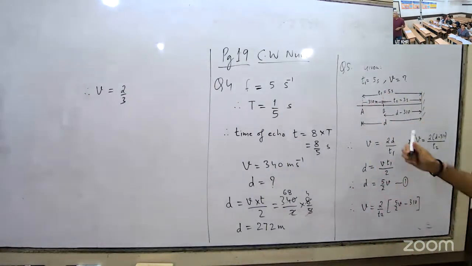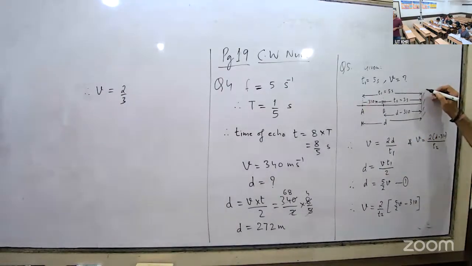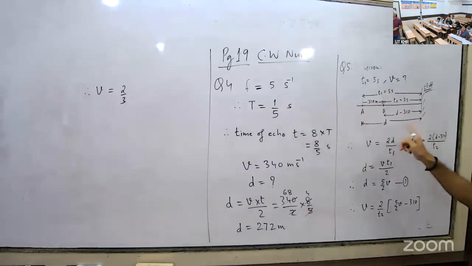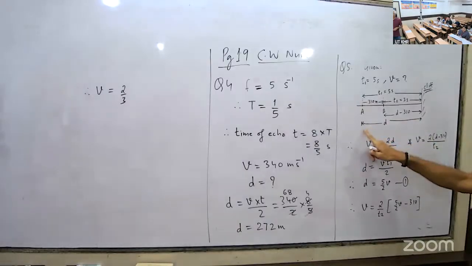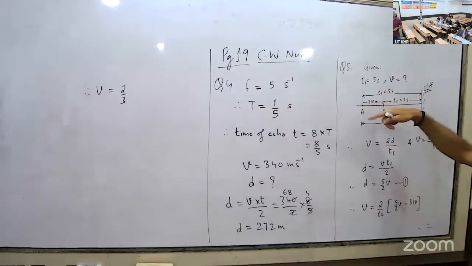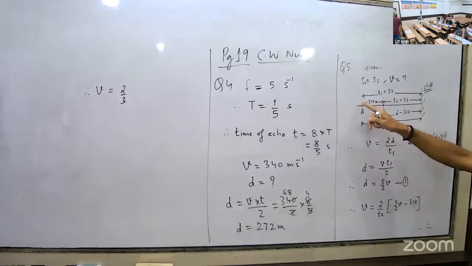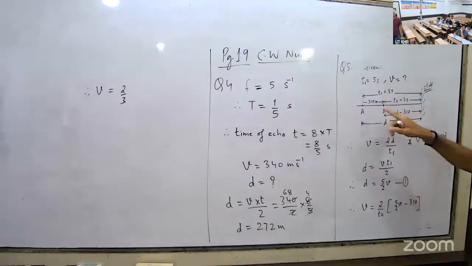So the question is like this. There is a cliff, right? And there is a person standing at some distance D from the cliff, and he fires the gun. When he fires the gun, he hears echo after 5 seconds. So that we are calling T1. The time of echo for the first fire is 5 seconds. Then the person moves towards the cliff by 310 meters.